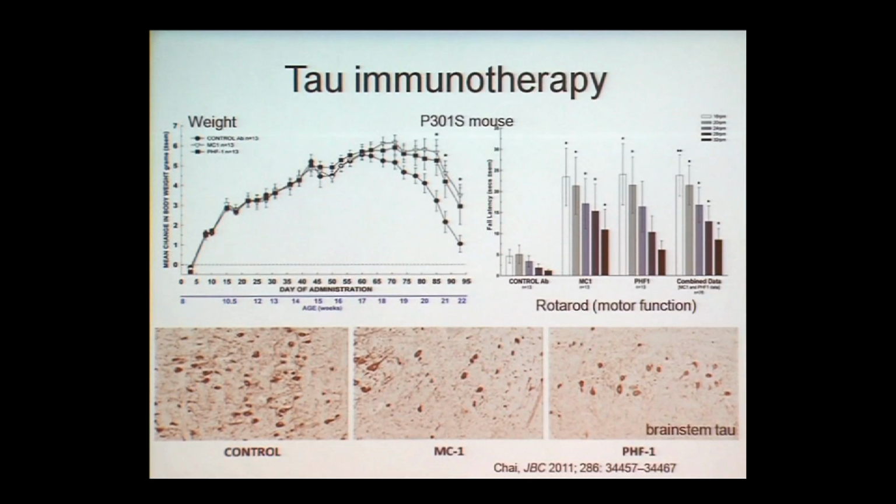and showed that by just injecting them into these tau mice, they could improve their survival and their motor function as well, just by giving these different antibodies that block or suck up the tau. And they could also show in the mouse brains that these reduced tau accumulation.